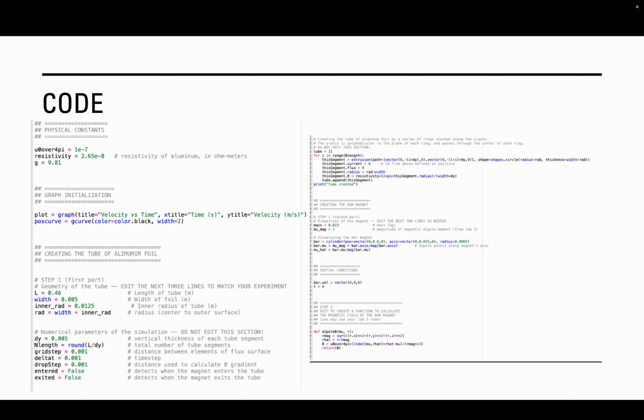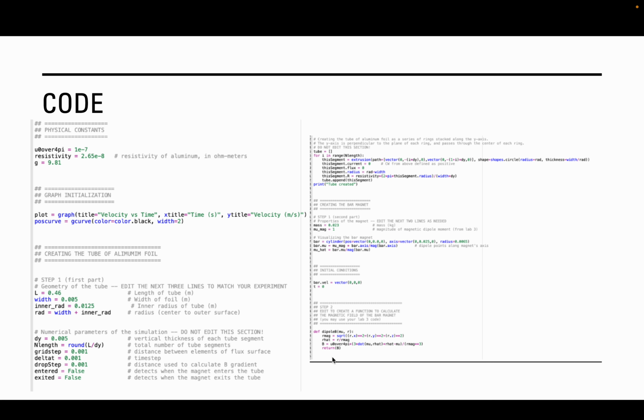And then here's how we are going to display it computationally. So obviously we have to set up the geometry of the tube. We have our length, which I showed before, of 0.46, width 0.005, inner radius 0.0125. This is obviously in meters instead of centimeters. And then over here, we have the properties of our magnet.